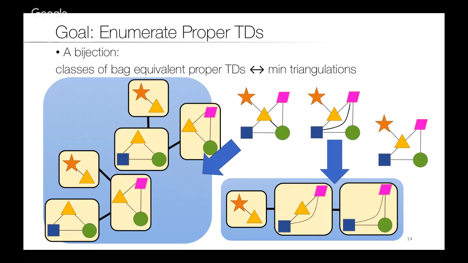And what we show is the bijection saying that these proper tree decompositions are exactly the proper tree decompositions of the original graph. So there is a bijection between the minimal triangulations and equivalence classes of proper tree decompositions. So if we can enumerate the minimal triangulations, we can easily find all the proper tree decompositions. Now, what we want to do now is just to enumerate the minimal triangulations.